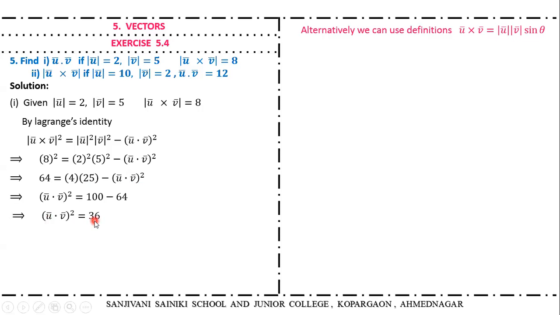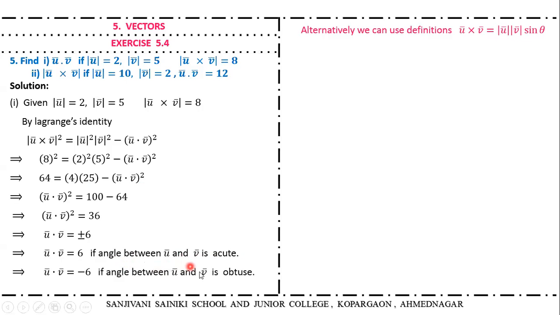So you are getting 36, taking the square root on both sides. So you get u bar dot v bar is plus minus 6. So u bar dot v bar is 6 if the angle between u bar and v bar is acute, and is minus 6 if the angle between u bar and v bar is obtuse.